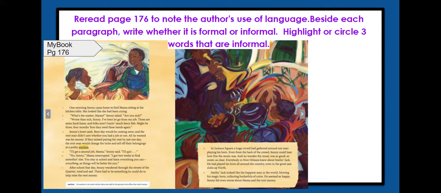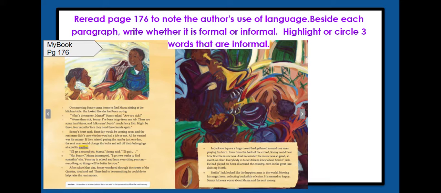For page 176, it says to reread all of page 176. Note the author's use of language. Beside each paragraph, write whether it is formal or informal, and then highlight or circle 3 words that are informal. So I'm going to start by reading all of page 176. You should have your book.